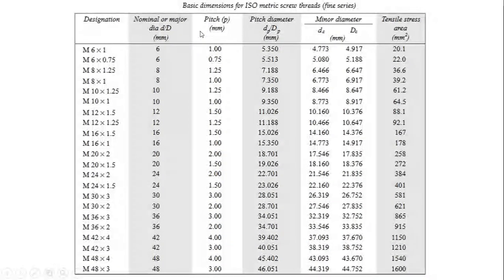Here this is the basic dimension of isometric screw thread in the fine series. The fine series is denoted by M, then the nominal diameter of the thread, and then the pitch of the thread. For example, M6 into 1. M6 means the nominal diameter of the thread, 1 means the pitch of the thread.